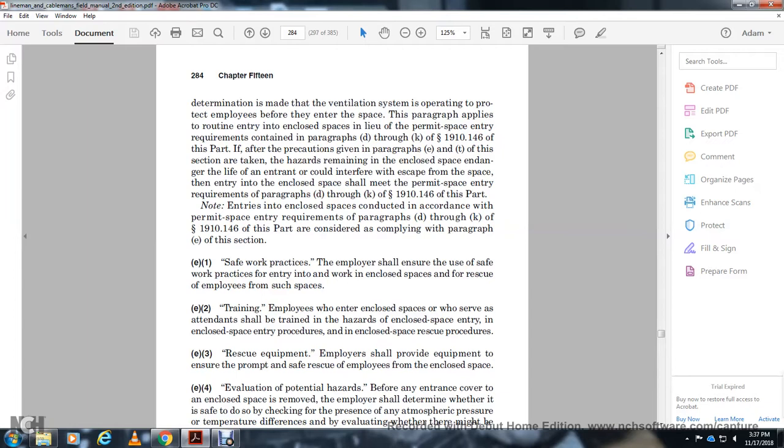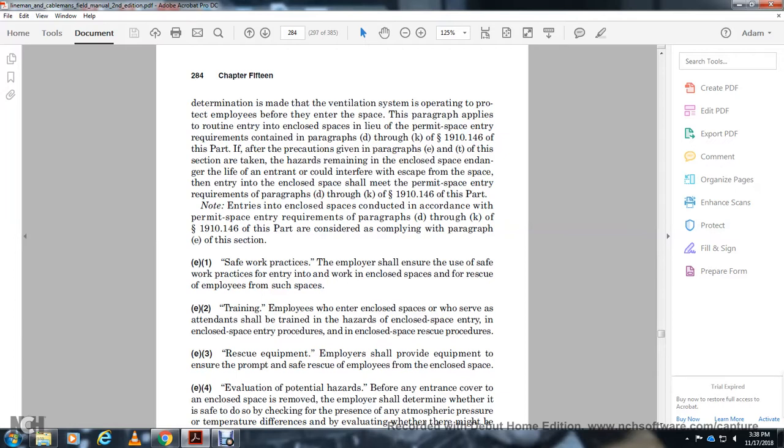If hazards remain within the enclosed space that endanger life and could interfere with escape from the space, the entry of the enclosed space must meet the permit space entry requirements of paragraphs D through K of 1910.146 of this part. Entries into the enclosed space shall be conducted in accordance with the permit space requirements of paragraphs D through K of 1910.146, considered as complying with paragraph E of this section.